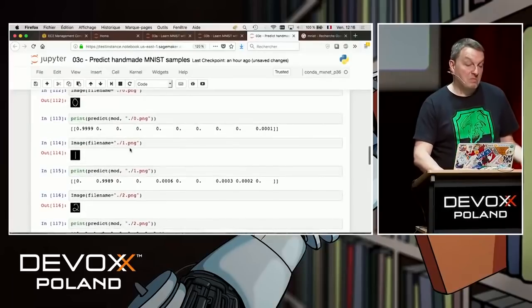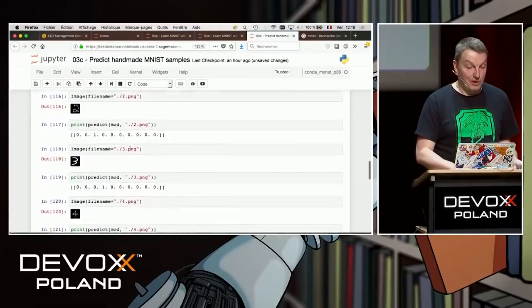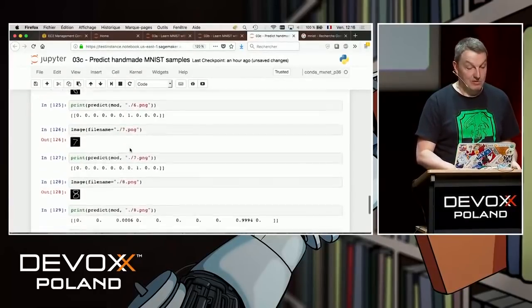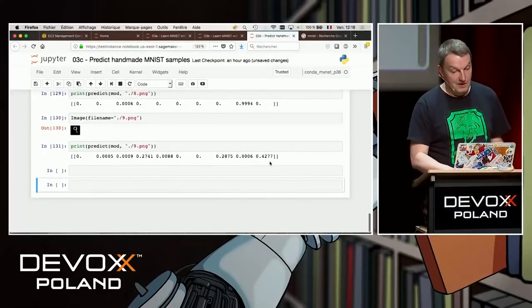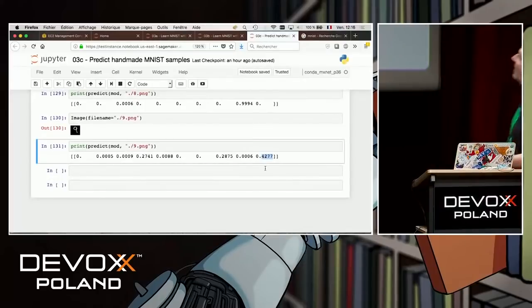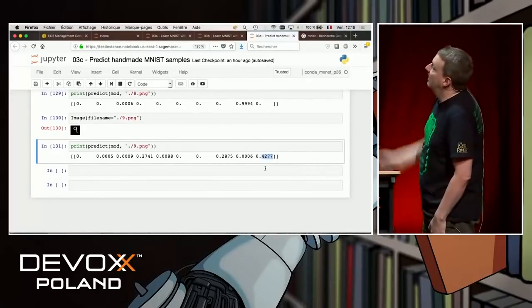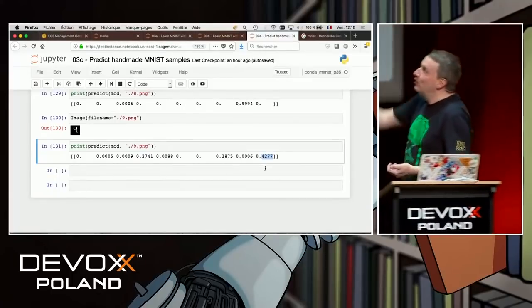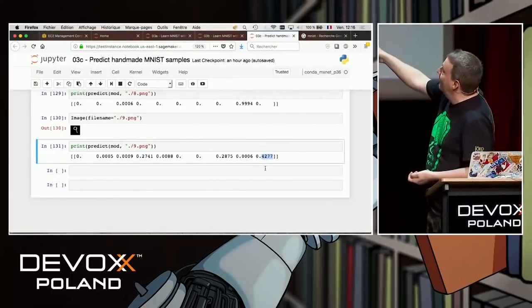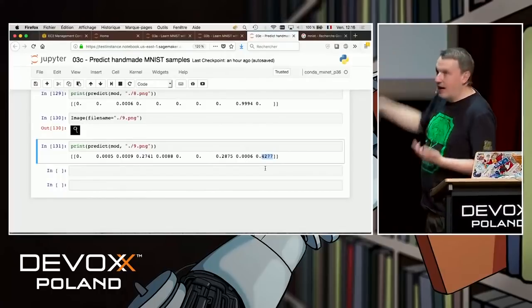So 0, 1, 2, 3, they all look very good. 6, 7, 8. What about 9? So, is this the highest now? Yes, it's the highest. It's still not great, right? Which is a tribute to my ugly 9 here. It's still not great, but it's the highest.